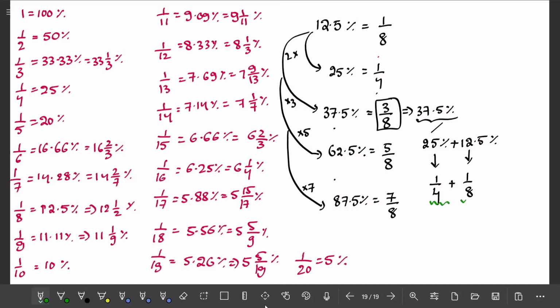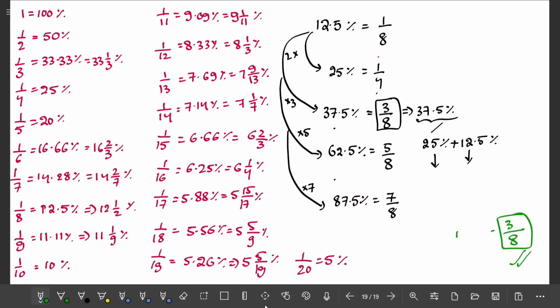Here it is 1 by 4. Here it is 1 by 8. If the denominator is common, we can add directly. Sir, how? Let us multiply it with 2 and divide it with 2. Now that 4 when multiplied by 2 gives us 8. It is now 2 by 8 and it is 1 by 8. Since the denominator is common, 2 and 1 when added give us 3. The answer is 3 by 8. Clear?